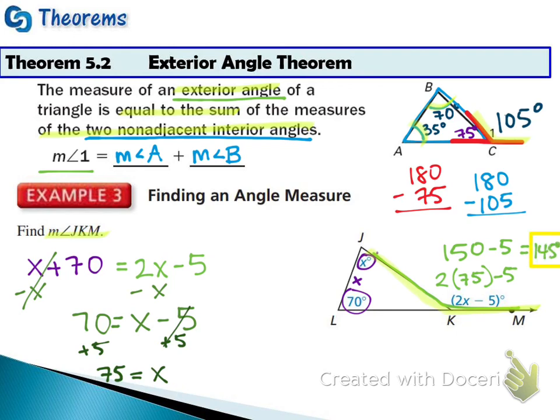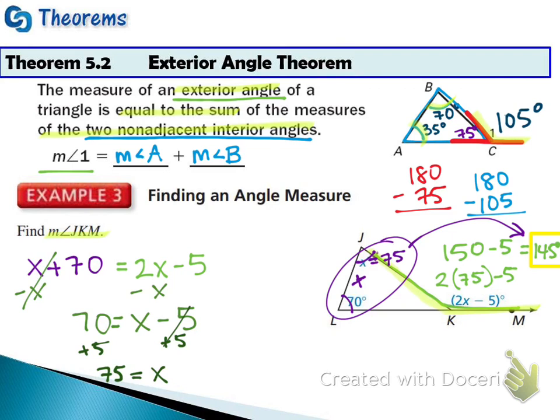That is option 1. You plug it in. Option 2: we know x is 75. So what is the measure of angle J? 75. And then you know J and L will add up and equal the exterior, right? These two should add up and equal the exterior. All right, what's 75 plus 70? 145. So either method is fine. Any other questions from this problem?